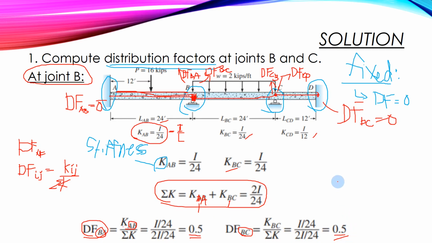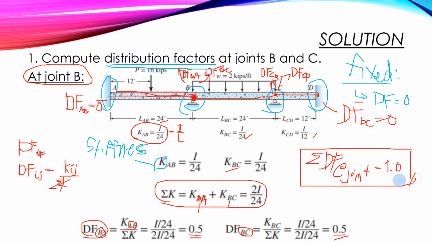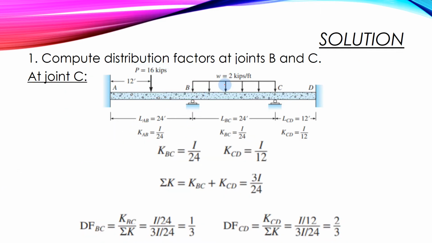So next, we have 0.5. The rule earlier is that the summation of DF at a joint should be equal to 1. Okay? As stated earlier, the summation of DF at a joint is equal to 1.0. So 0.5 plus 0.5, so 1. So how about for joint C?